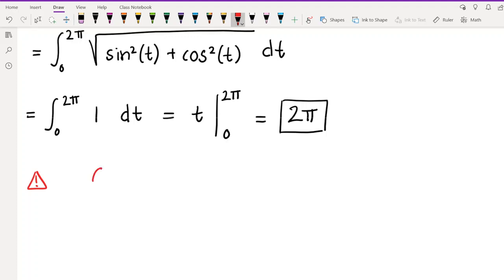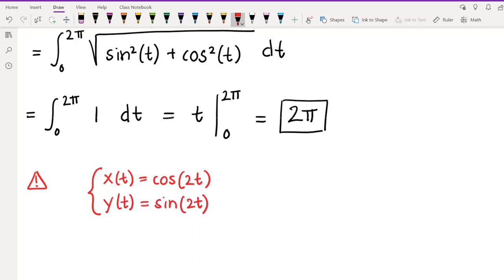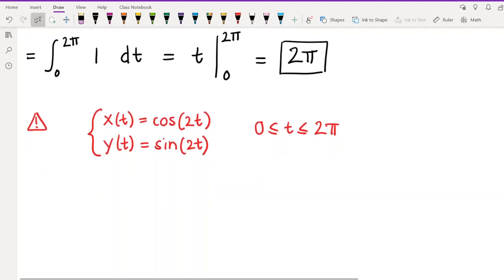So let's say that instead we had used the equations x of t is equal to cosine of 2t, and y of t is equal to sine of 2t. And let's say we used the same bounds. Okay, so what would happen in this case?